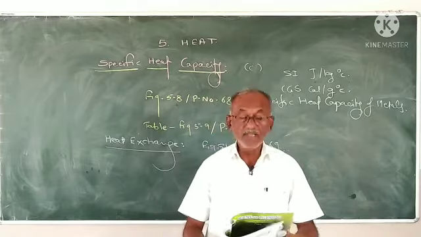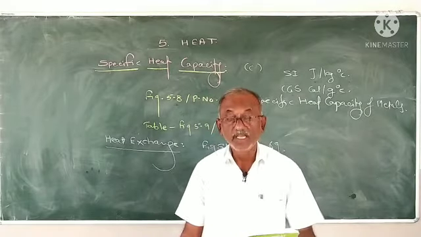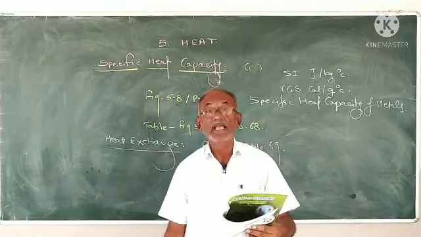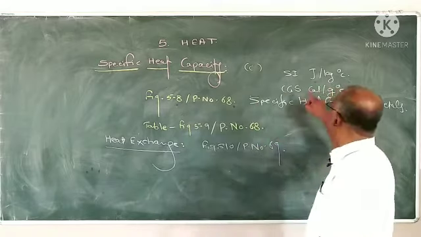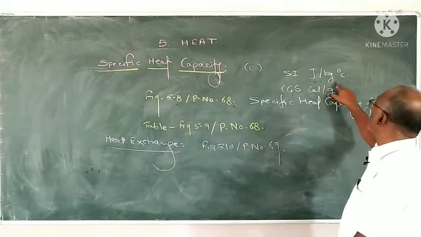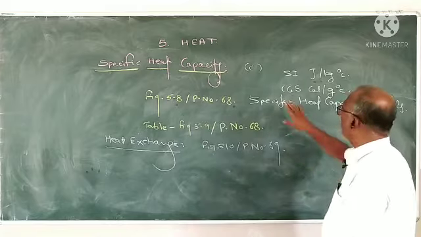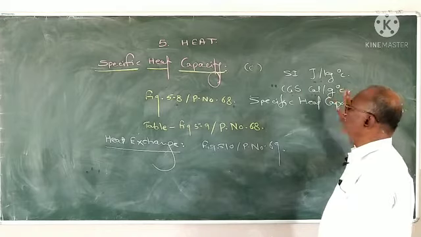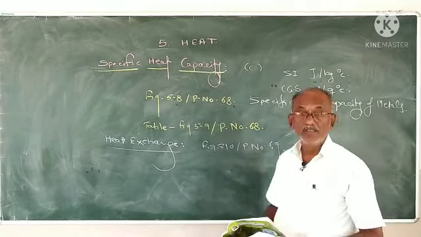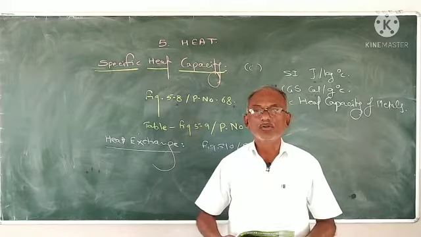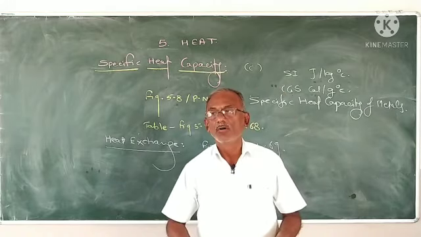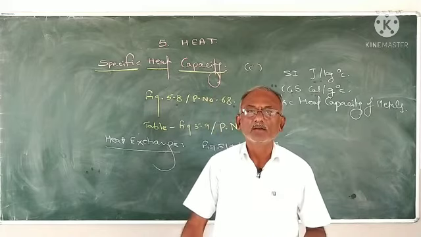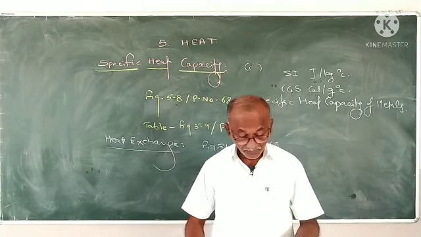The specific heat capacity is denoted by small letter c. The SI unit of specific heat is joule per kilogram degree Celsius and the CGS unit is calorie per gram degree Celsius. These two units are used in solving examples on specific heat.